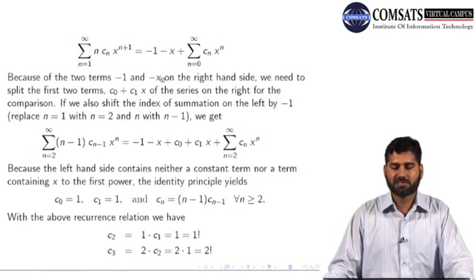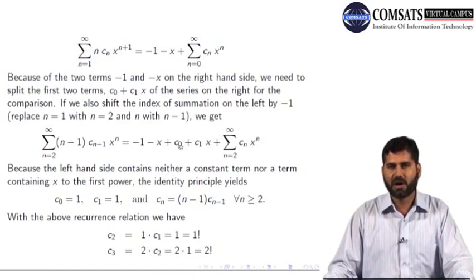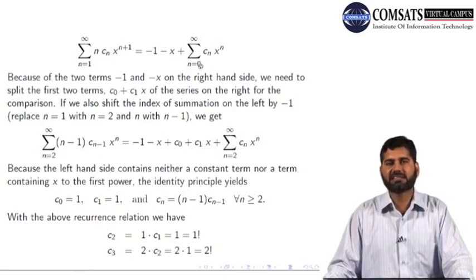Because of the two terms minus 1 and minus x on the right hand side, we need to split the first two terms c0 plus c1x of the series of the right expression, because we already have constant and x. So just get the constant and x out of this expression. So n equal to 0 gives you constant c0. n equal to 1 gives you c1x, and then write the series from 2 to infinity cn x^n. Because I wrote n0 and n1 separately, and now the series is from 2 to infinity.